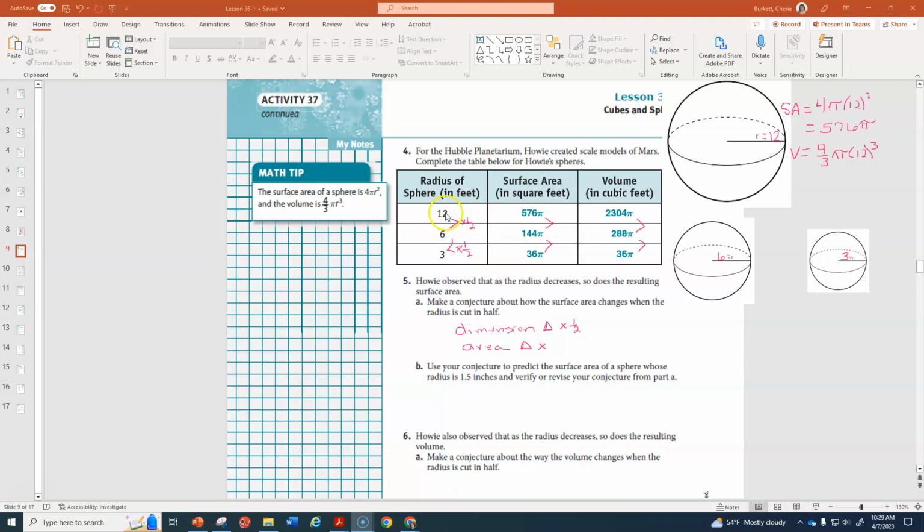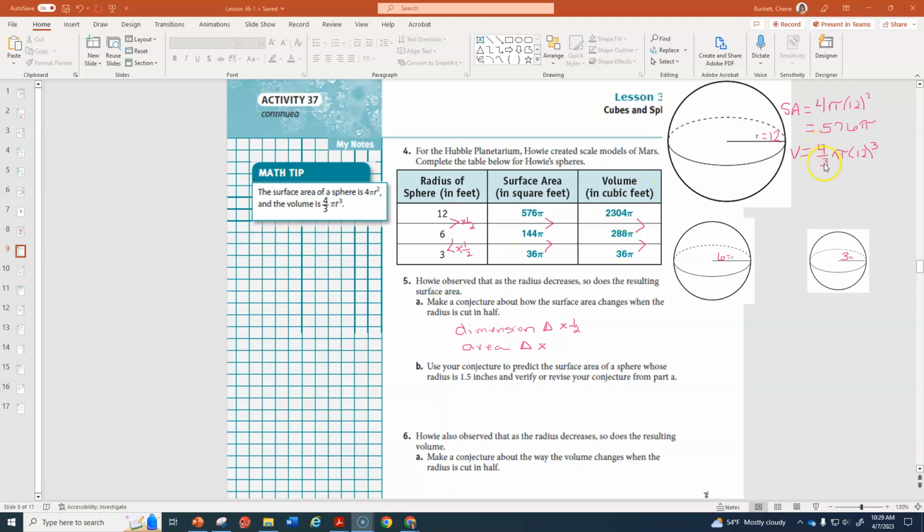So I used these two formulas right here for surface area. I calculated all three of these. Here's my work for the 12. This one I just plugged in 6 right there. This one I just plugged in 3 right there. I got 576 pi, 144 pi, and 36 pi. We leave pi in there because it's easier to deal with the pi than it is to deal with all the decimals. It's easier to see the pattern.